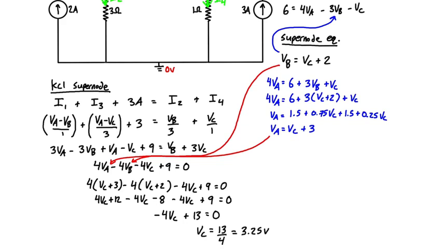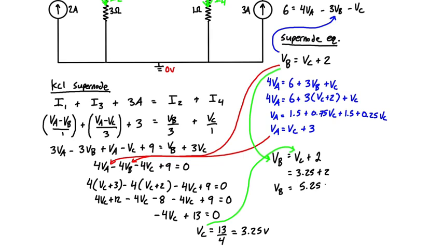And once we have that, we're going to plug it into our expression for VB, so we can bring down a copy right here. And when we plug in VC, we're going to see that VB is equal to 3.25 plus 2, or in other words, VB is equal to 5.25 volts.